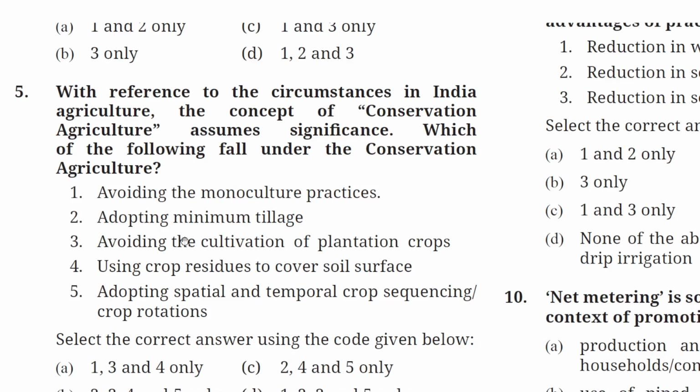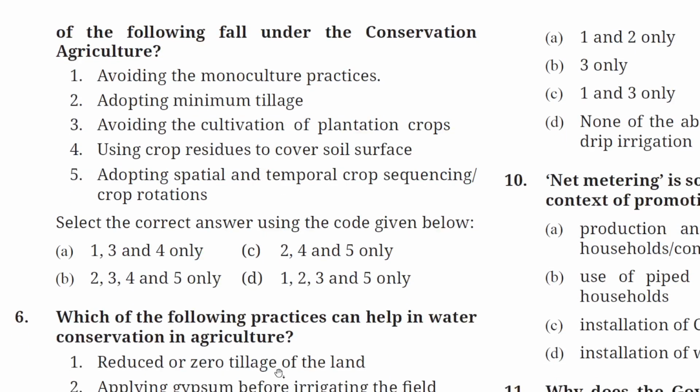Okay, avoiding the monoculture practices. In order to conserve, it should not be avoiding, but it should be adopting the monoculture. So one is wrong here. Then comes adopting the minimum tillage. Yes, it is true. Avoiding the cultivation of plantation crops. So no, it is not about the different types of crops. It's about the procedure or the methodology. So answer 3 is also wrong. So answer is C, 2, 4 and 5 only.